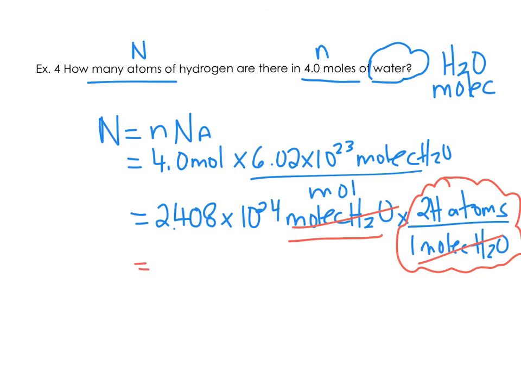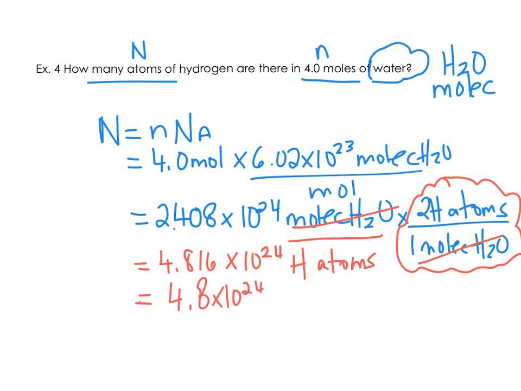So we have 4.816 times 10 to the 24 hydrogen atoms. We can round this number off because it's our final answer. 2 sig figs in 4.0. So 4.8 times 10 to the 24 hydrogen atoms in 4 moles of water.